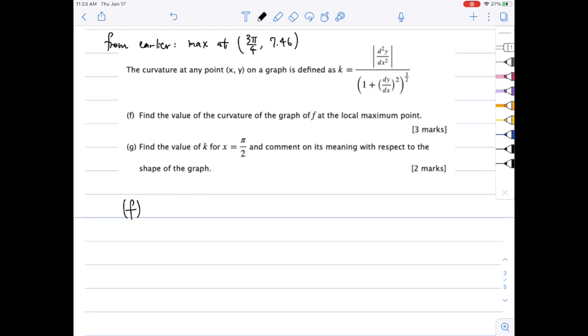Okay, so here's part F and G. It says the question before part F and G start. Question says the curvature at any point x comma y on a graph is defined as k equals the absolute value of the second derivative divided by 1 plus the first derivative squared, all raised to the power of 3 over 2. So it's quite a complicated formula.